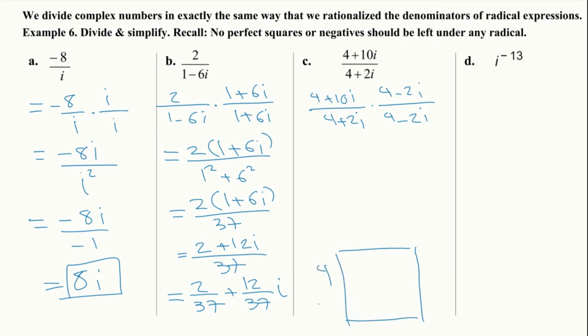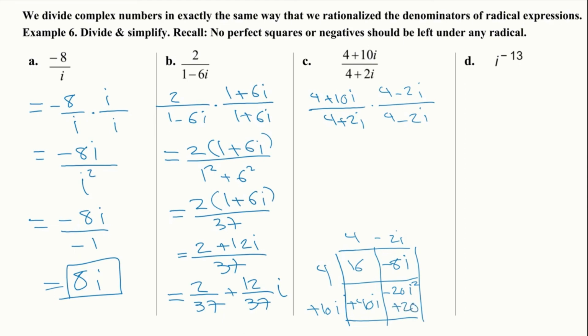So I have 4 plus 10i and I have 4 minus 2i. So I can multiply it quickly. I get 16 minus 8i plus 40i, and then negative 20i squared. i squared is negative 1, so this becomes negative 20 times negative 1, or positive 20.